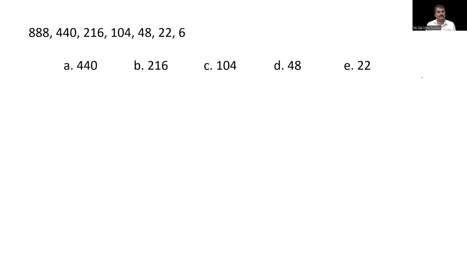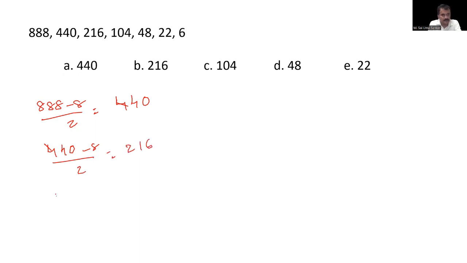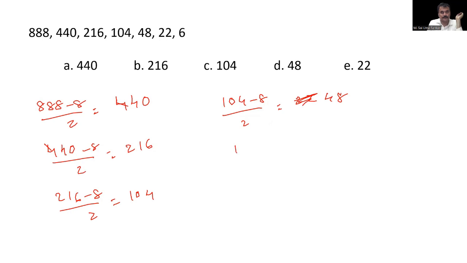440, 216, 104, 48, 22, and 6. See, 440 minus 8 by 2 is equal to 216. 216 minus 8 by 2 is equal to 104. 104 minus 8 by 2 is equal to 48. 48 minus 8 by 2 is equal to 20.